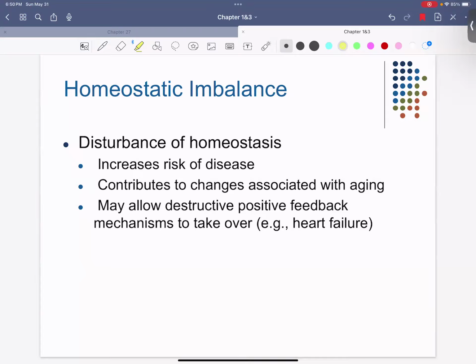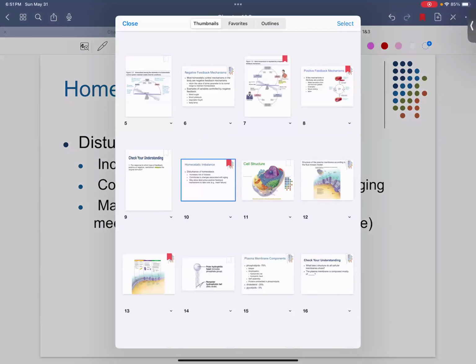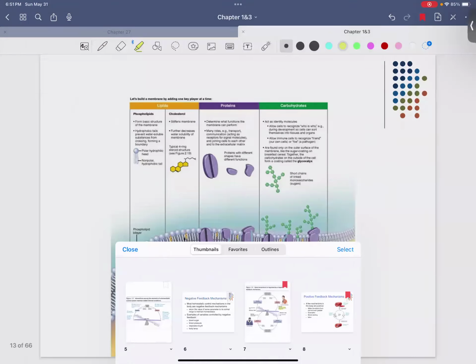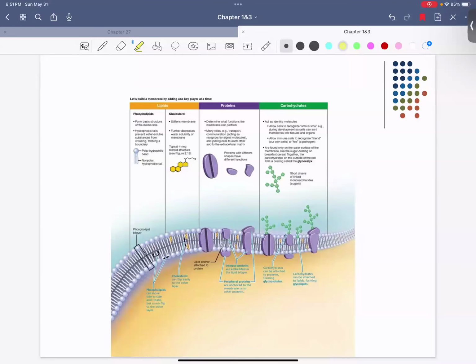Heart disease is an example of a homeostatic imbalance. A lot of the negative feedback mechanisms are aided by medical therapy. So, for example, if you have high blood pressure, you take an antihypertensive agent to lower the blood pressure. You'll learn about cell structure in chapter 3, looking at the structure of the plasma membrane.